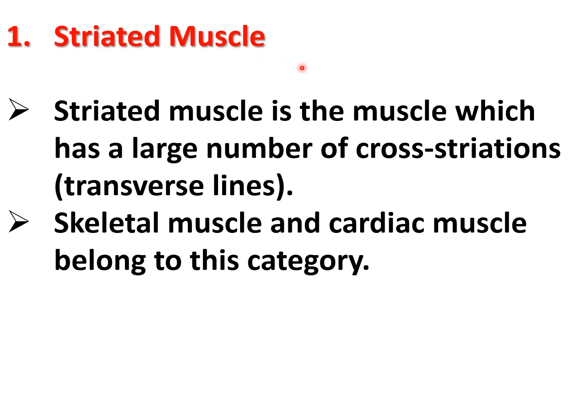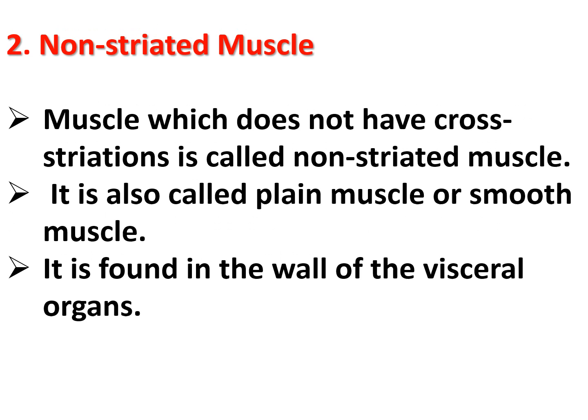First of all, striated muscle. Striated muscle is the muscle which has a large number of cross striations, meaning transverse lines, because of the presence of thick and thin bands. Skeletal muscle and cardiac muscles belong to this category. Non-striated muscle: muscle which does not have cross striation is known as non-striated muscle, and it is also known as plain muscle or smooth muscle. It is found in the wall of the visceral organs.